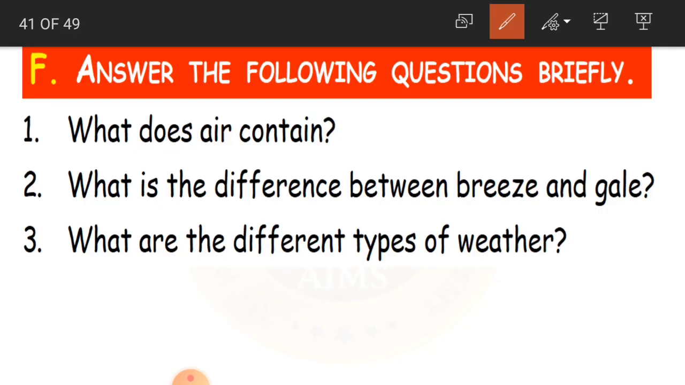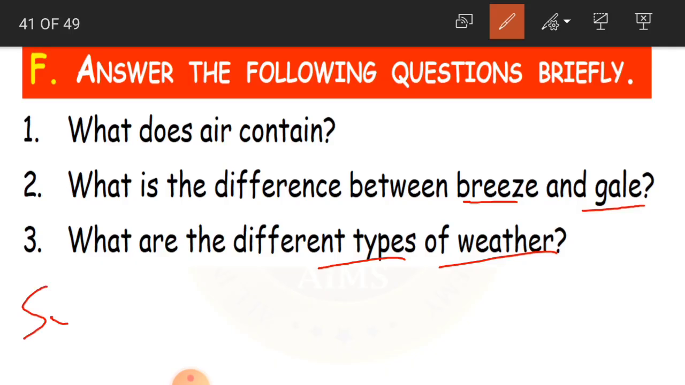What is the difference between breeze and gale? Breeze is nothing but gently moving air, gentle wind. Gale is a strong wind. Strong wind in the sense the moving air is strong. Clear? What are the different types of weather?